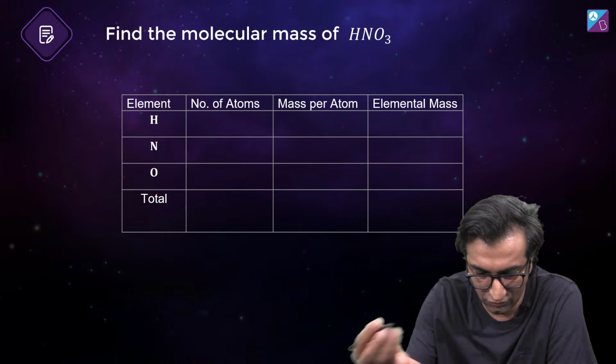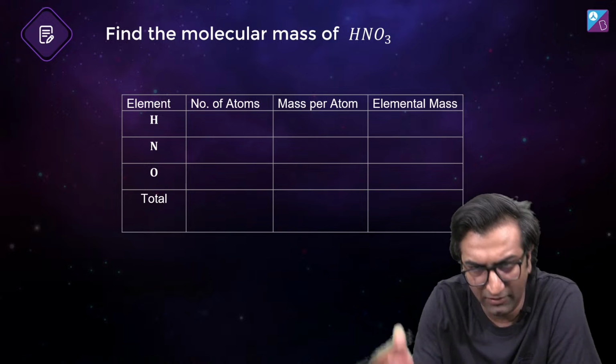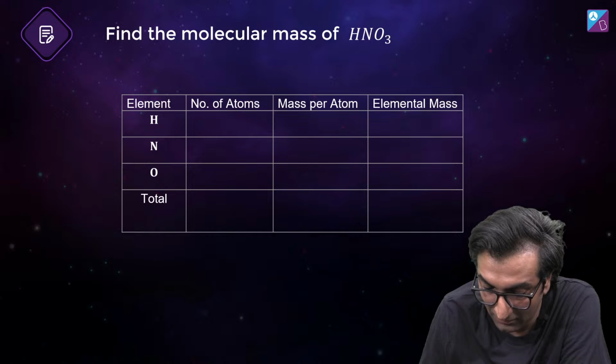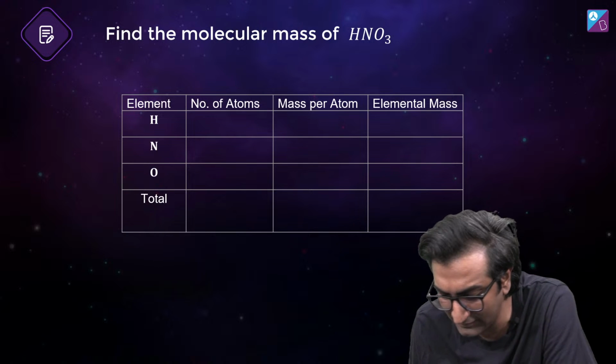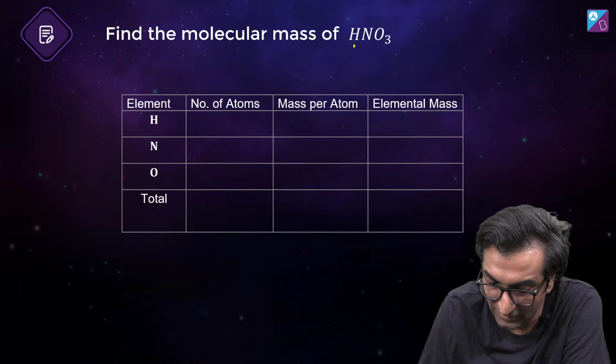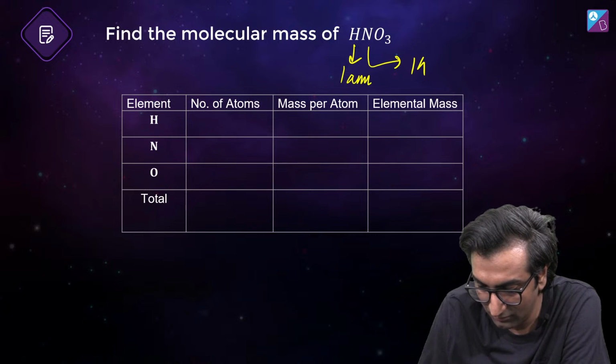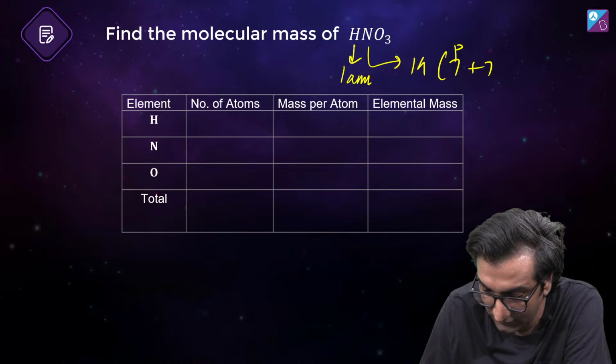Okay, so this is how you go and do it, right? Draw this table that I have in front of you: element, number of atoms, mass per atom, elemental mass. What is elemental mass? Elemental mass means this one is 1 amu, this one is 14 because it has 7 + 7 protons and neutrons, right?